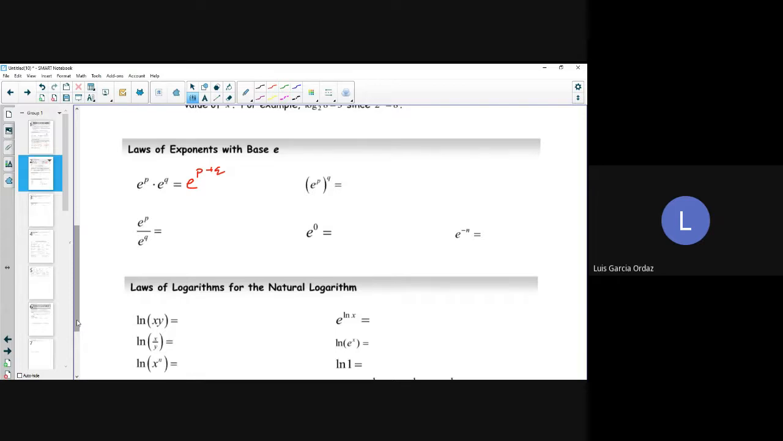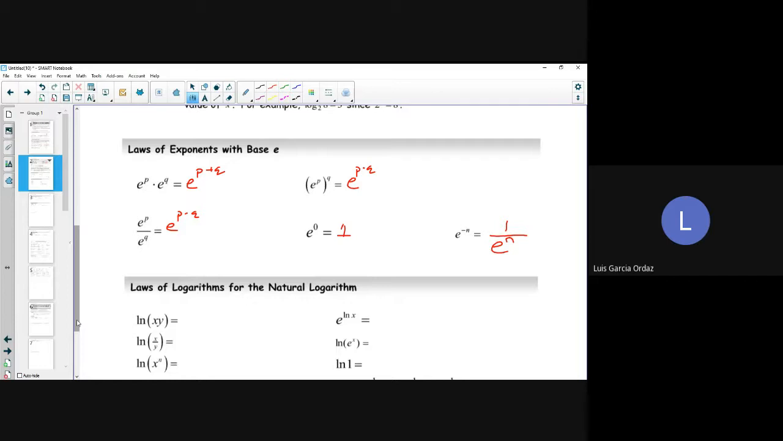Now the power rule for exponents, e to the p, to the power of q. What would that simplify into? p times q, perfect. e to the p times q. And for division, we get e to the p minus q. e to the 0 gives us 1. And e to the negative n just gives me 1 over e to the n. Again, we're just using basic laws from exponents that we learned from grade 10, and we're just applying them to exponents with base e.